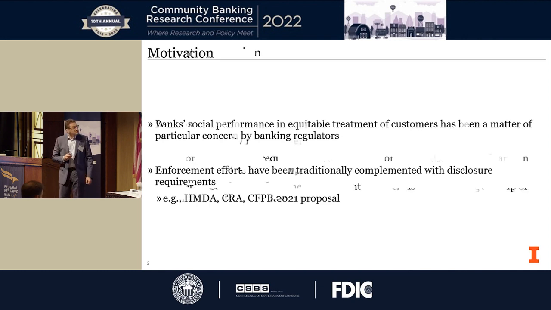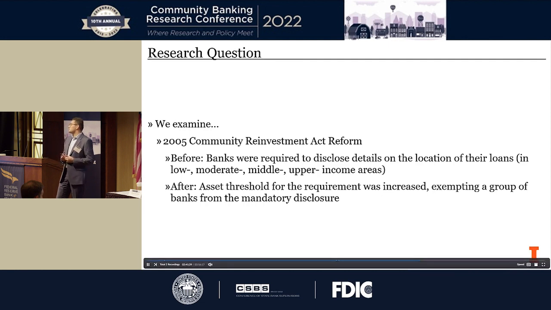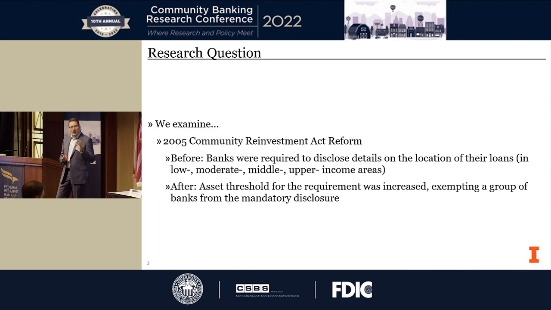In our research, we are going to focus on a specific disclosure requirement as a part of the Community Reinvestment Act, which changed in year 2005. Before 2005, banks are required to disclose geographical details of their lending portfolios. In particular, they need to tell every year how many loans and how much lending they are extending in low, moderate, middle, and high income areas. And I'm going to show you a picture of what it looks like.